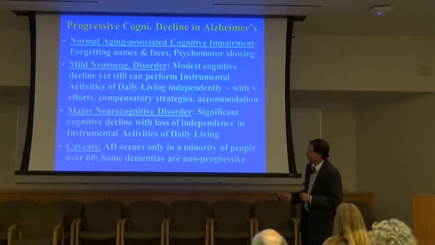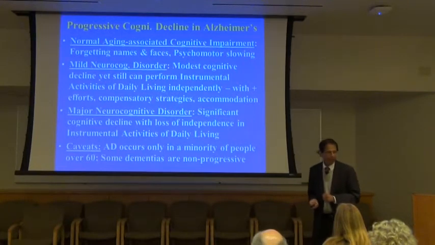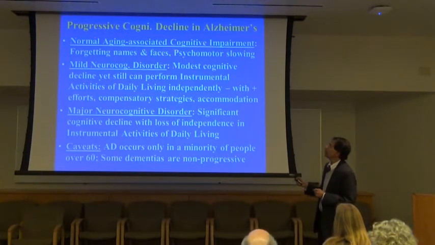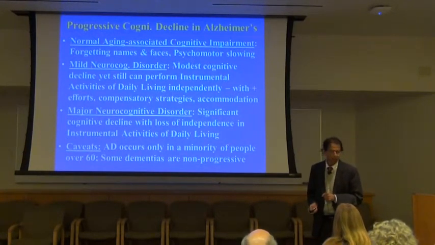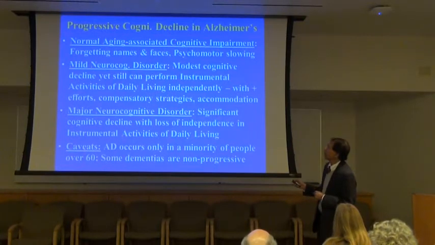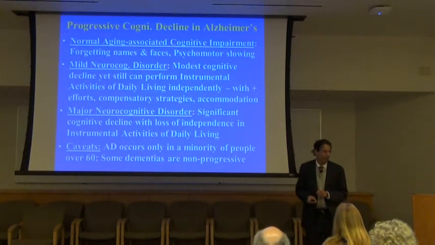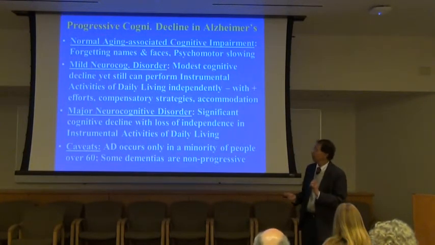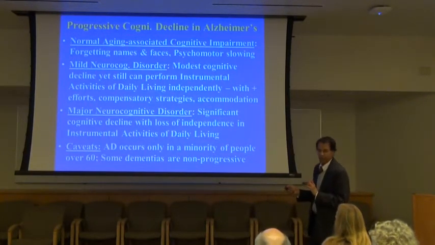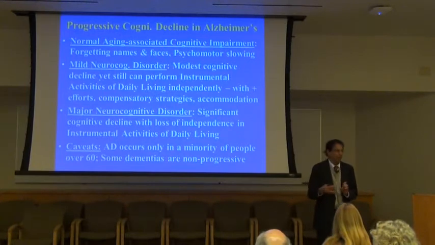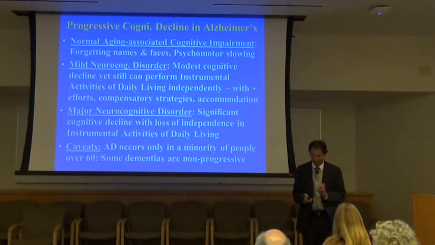Unfortunately, this becomes more problematic because, one, majority of the people with normal aging associated cognitive impairment will not develop mild neurocognitive disorder. Majority of the people with mild neurocognitive disorder will not develop major neurocognitive disorder. So that becomes a problem. So if we say here at this stage that this may be early Alzheimer's, or even here that this may be early Alzheimer's, we would be labeling people when majority of them are not going to develop Alzheimer's.